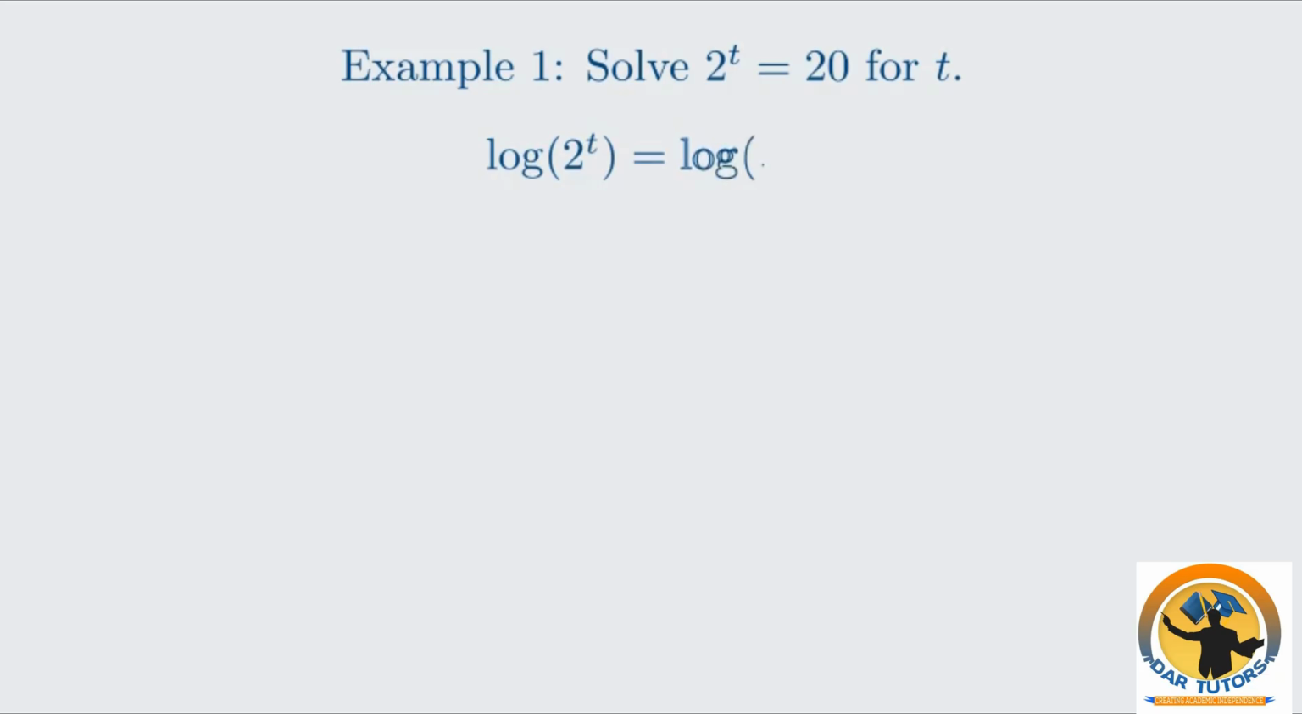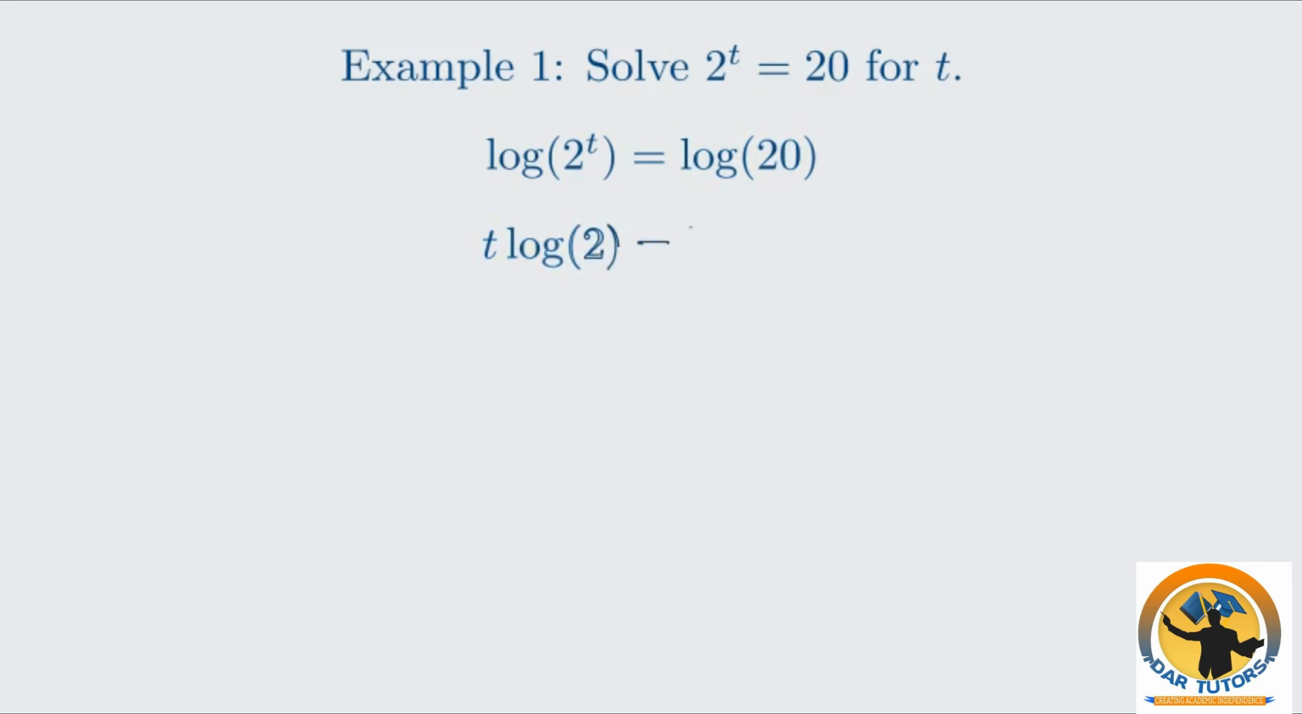Let's revisit our opening problem. 2 to the power of t equals 20. We couldn't solve this by inspection. Now we can. We take the logarithm of both sides. We can choose any base, but base 10 or base e are convenient because they are on our calculators. Let's use base 10. Now we apply the power law of logarithms to the left side.